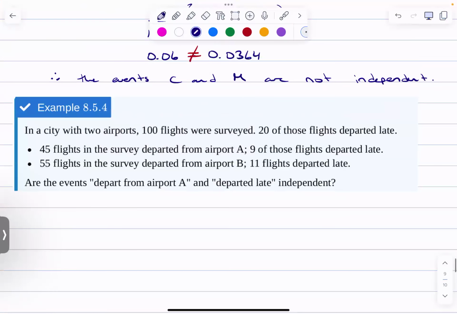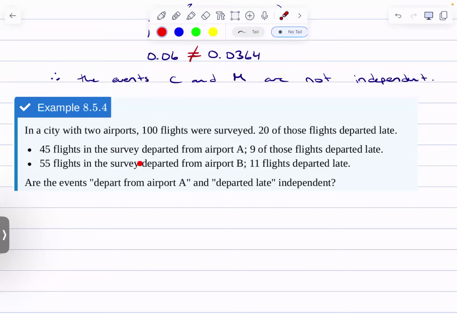Okay. Pick up the pace a little bit because we can do it. We can finish it. In a city with 2 airports, 100 flights were surveyed and 20 of those flights departed late. 45 of those 100 flights in the survey departed from airport A, and 9 of those flights departed late. This 9 is out of the 45, right?